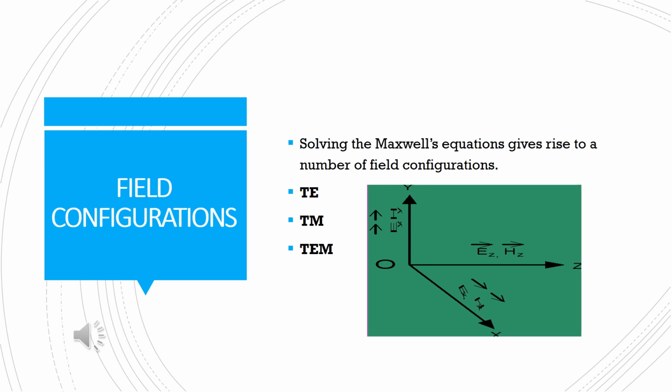So before directly going on to the analysis of waveguides, let us first see the rectangular coordinate system. The rectangular coordinate system contains three axes, namely the x, y, and z. And the electric and magnetic fields can extend over all the three axes. When mathematical analysis is made on the wave by using Maxwell's equations, it gives rise to a different number of field configurations, out of which we are going to concentrate on three, which are the TE waves, TM waves, and the TEM waves.